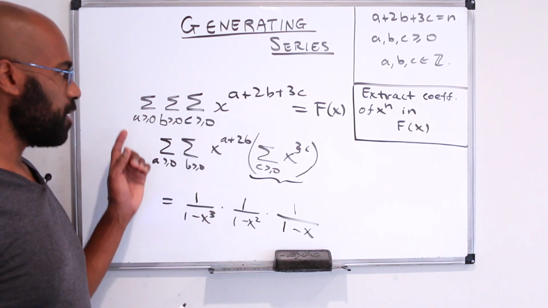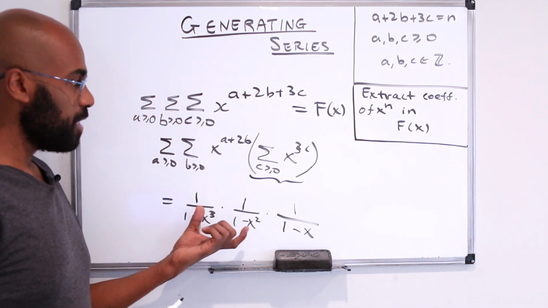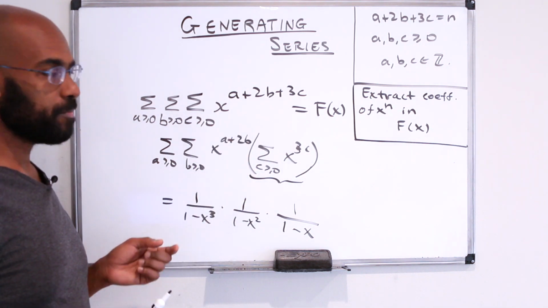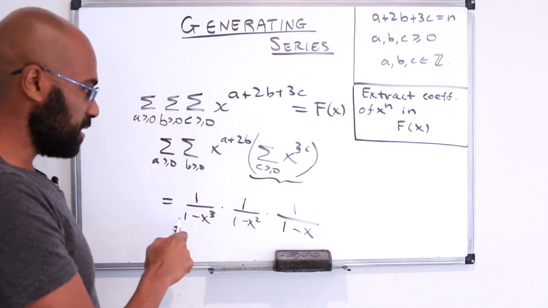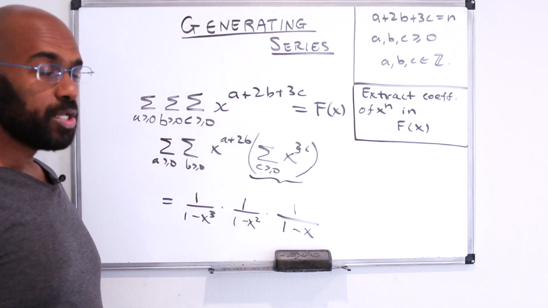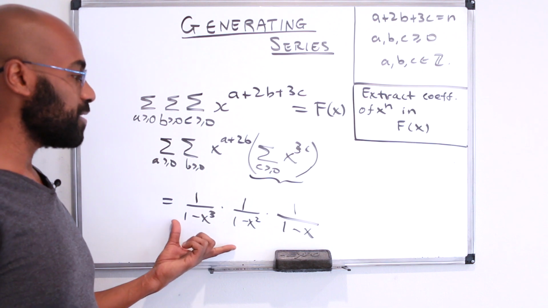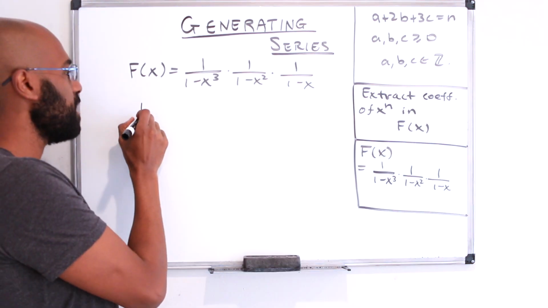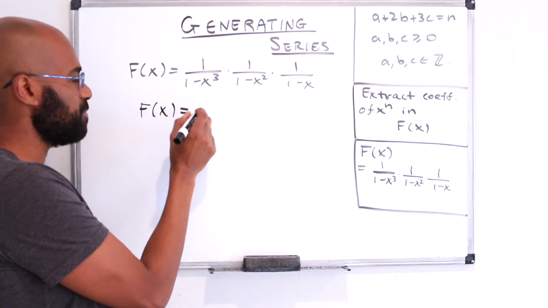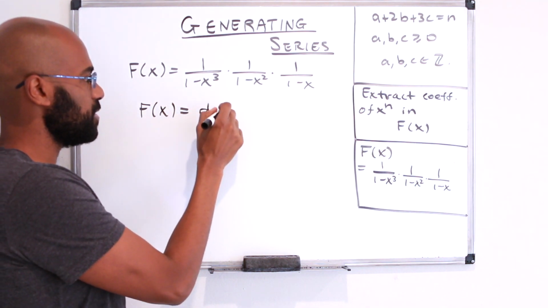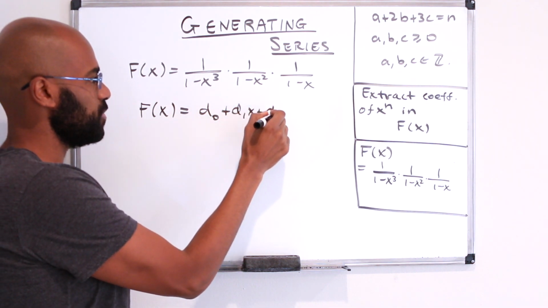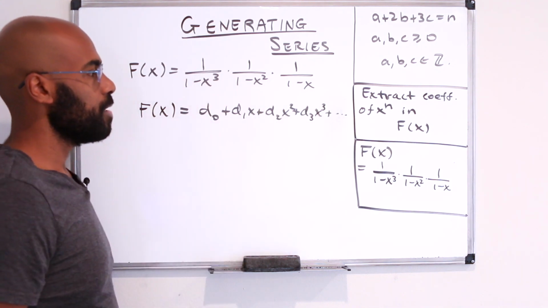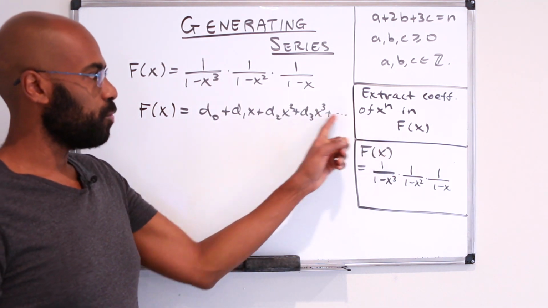Great, so from some manipulations, we were able to determine a compact form for f of x, which is this expression right over here. So our goal is to extract the coefficients of this particular series, and that's what we're going to focus on now. Let's say f of x had a power series expansion that looks something like d0 plus d1 x plus d2 x squared plus d3 x cubed, etc. Our goal here is to determine what d sub n is.